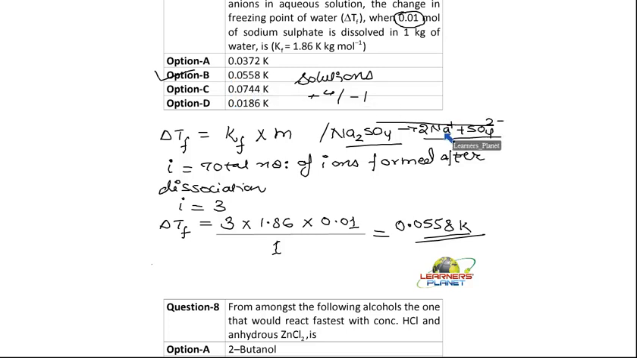Right, so whenever there is complete dissociation into ions, the van't Hoff factor is equal to the number of ions formed. Is my point clear?